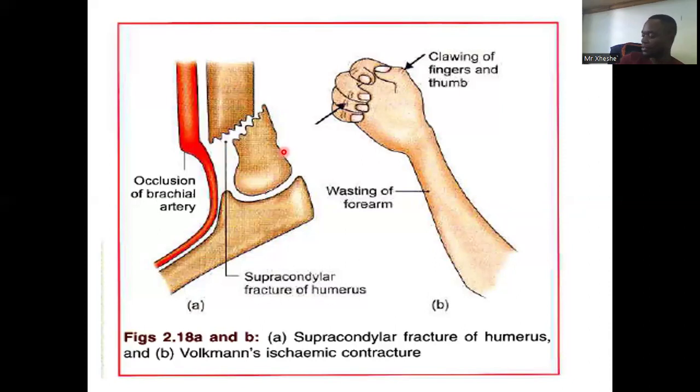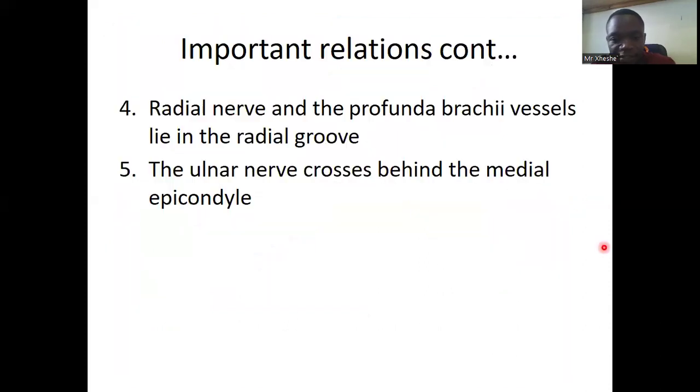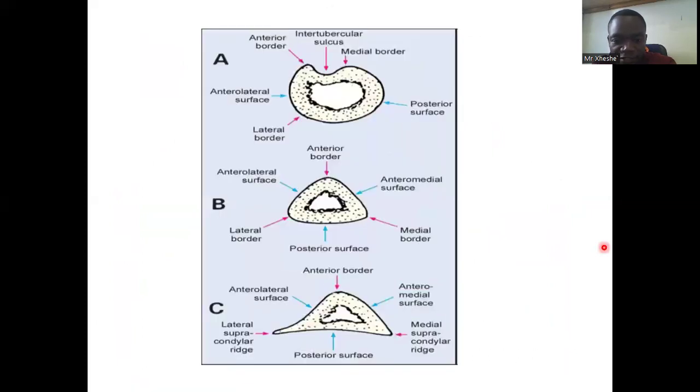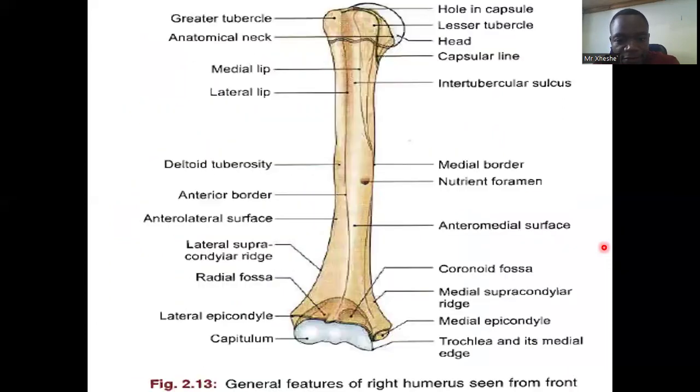Otherwise, if it doesn't lock here, this arm will move at the back like that and fold. That would create serious problems for your arm. Equally, in front, you can't move beyond this because this bone will lock here. So that's how important these structures are, so that the joints are stable. So those are the features of the humerus. We talked about proximal features, features in the shaft, and features in the distal part of the bone.